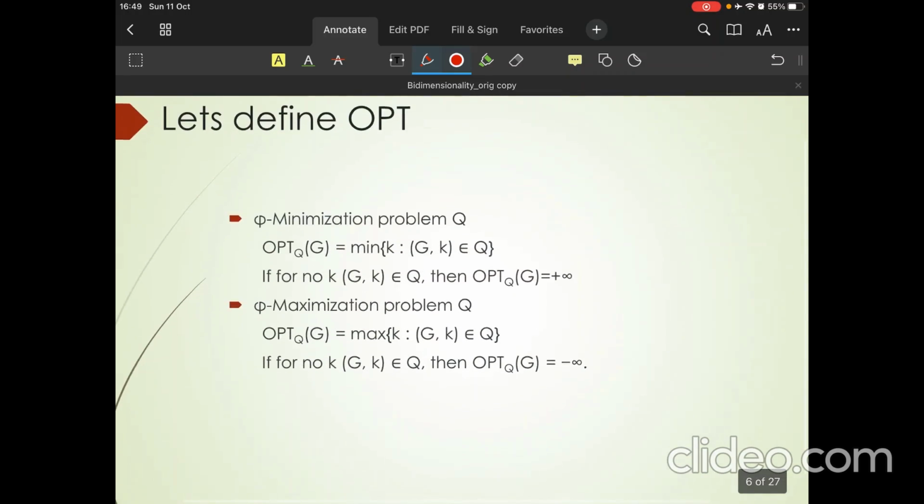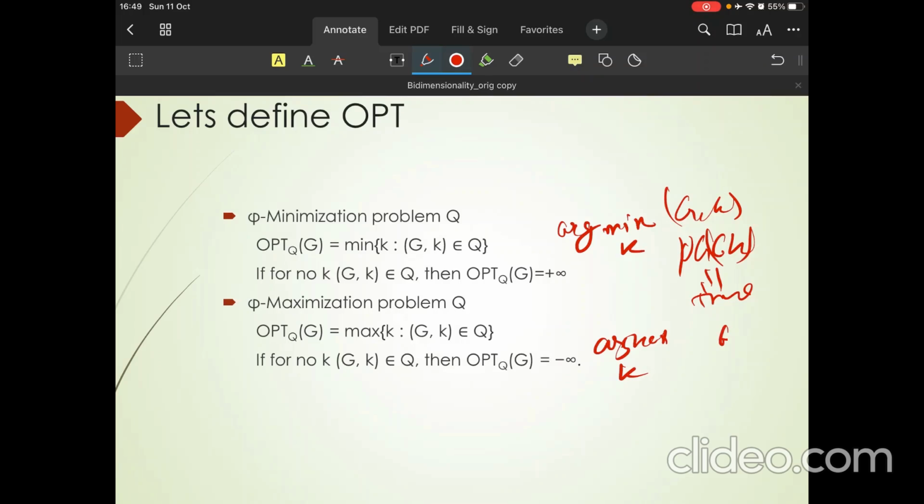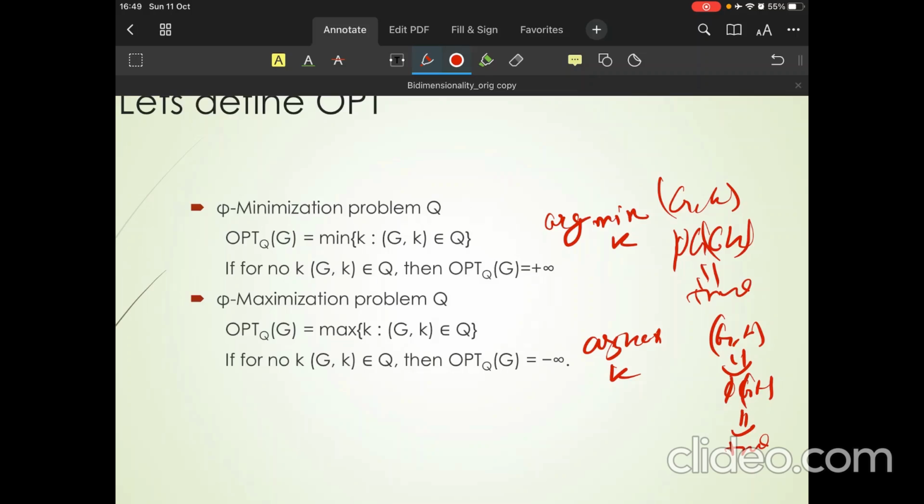Next, we'll define the notion of OPT, which all of us already know, but for the sake of argument, it is the minimum k such that phi(G, k) is true for a minimization problem, and for a maximization problem it's the argmax k such that phi(G, k) is true.